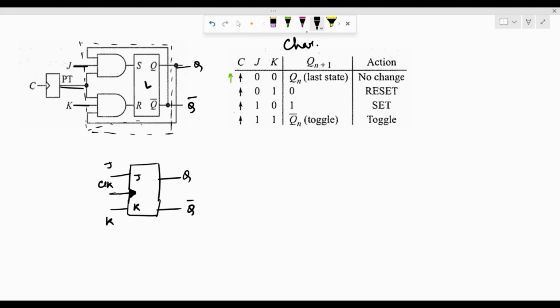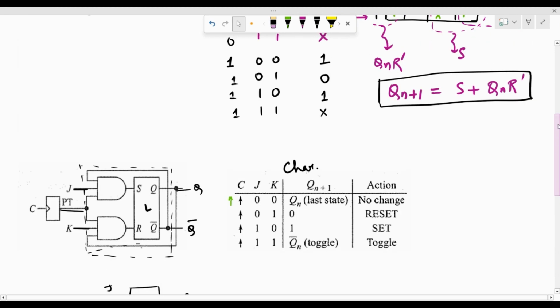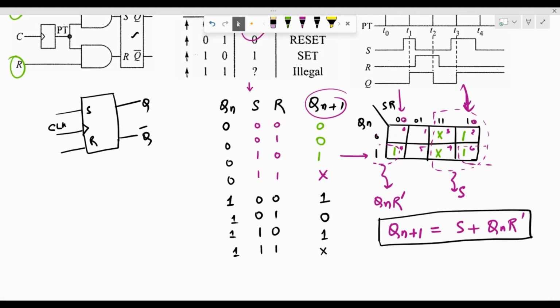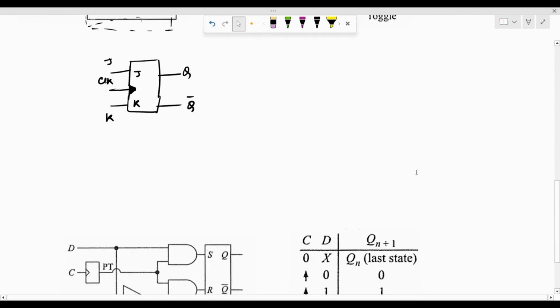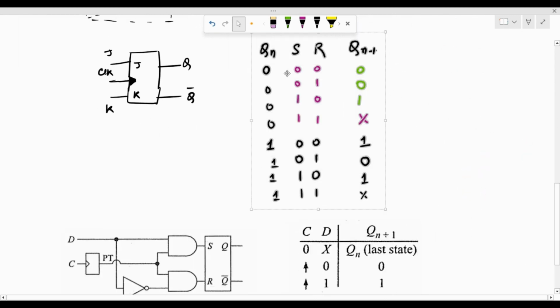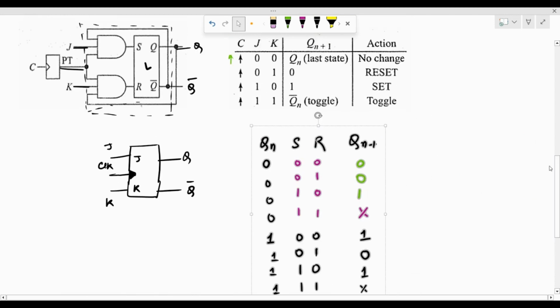Now, since the truth table is very similar to that of the SR, let me try and make changes from this truth table itself to obtain the table for the JK flip-flop. Here we see that our inputs are going to be different. It's going to be J and K, and the output in case of 1 1 is going to be different. So how is it different? Let's update this table here.